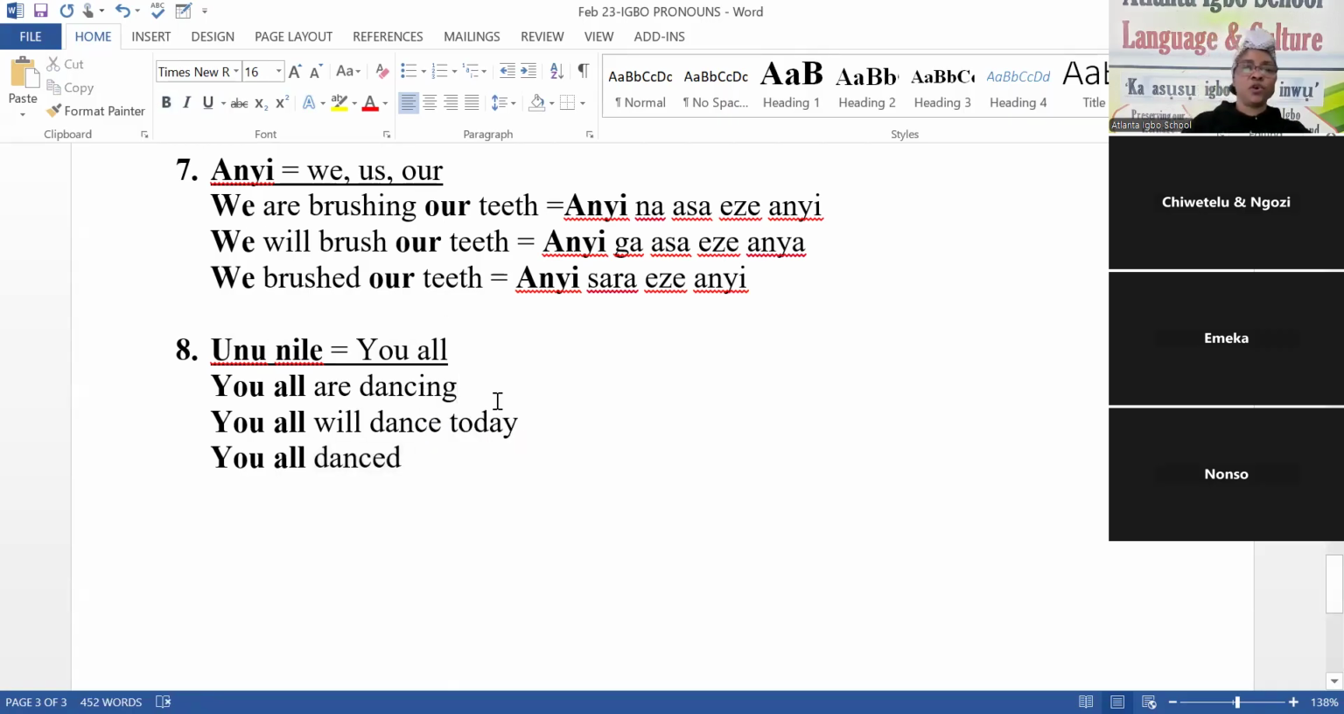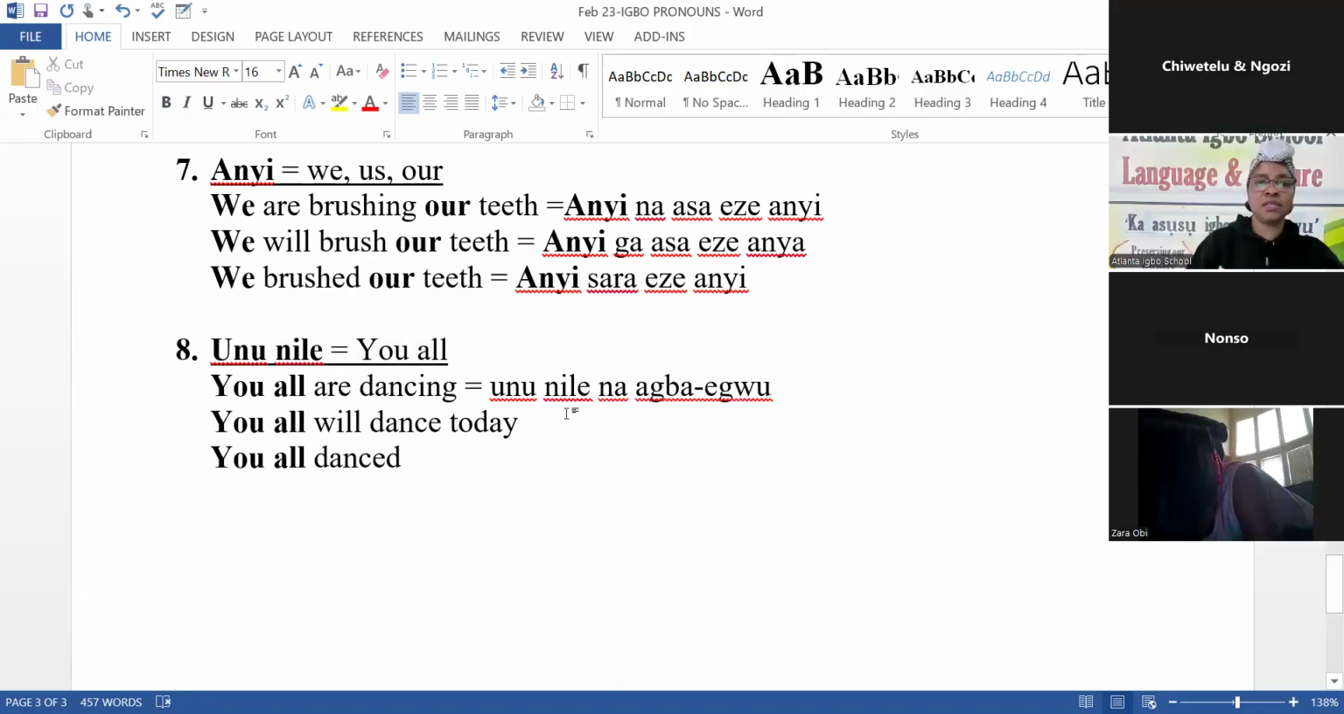Okay, the first one. You all are dancing. Unu niile na-agba egwu. Unu niile. Unu niile na-agba. Dancing means ịgba egwu. Okay, na-agba egwu. Okay, you all are dancing. Unu niile na-agba egwu.